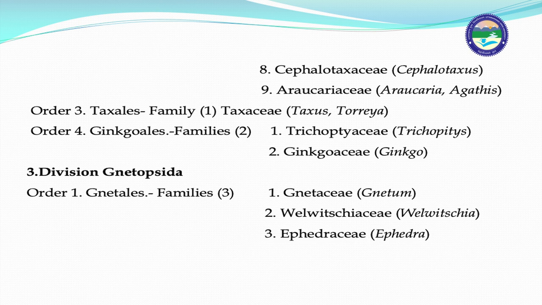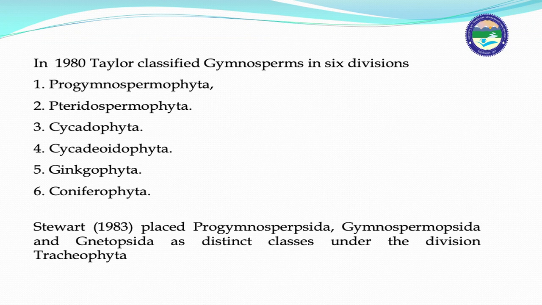Further, the division Gnetopsida contains the order Gnetales, which has three families. In 1980, Taylor classified gymnosperms in six divisions as Progymnospermophyta, Pteridospermophyta, Cycadophyta, Cycadeoidophyta, Ginkgophyta, Coniferophyta. In 1983, Stewart classified the gymnosperm mainly on the basis of the evidence available from the fossil records. He placed Progymnospermopsida, Gymnospermopsida, and Gnetopsida as distinct classes under the division Tracheophyta, the vascular plants of kingdom Plantae.